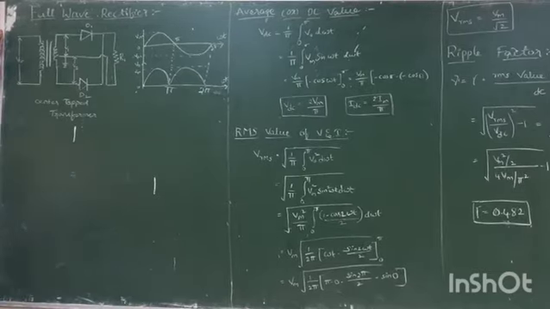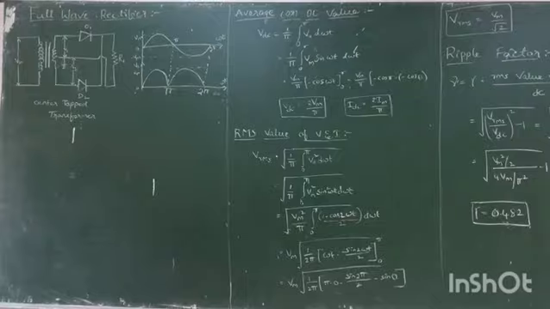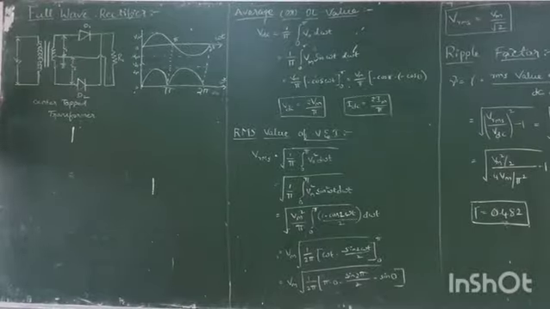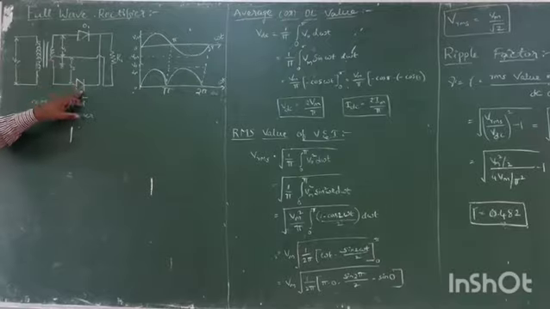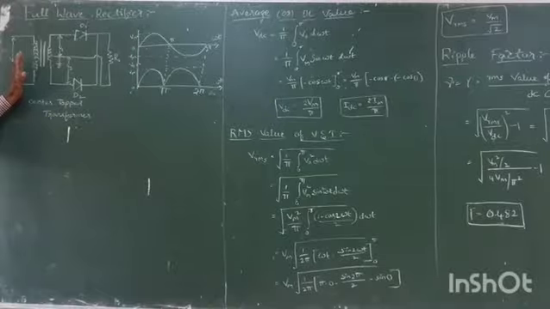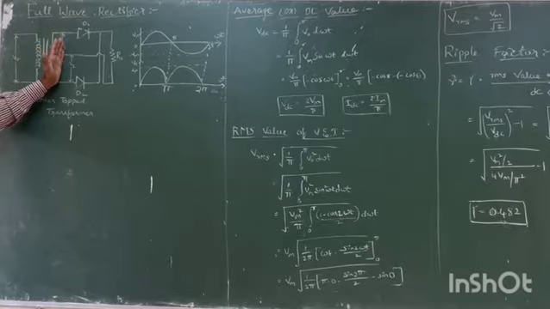As I told you, a rectifier, whether it is a half-wave rectifier or a full wave rectifier, is used for converting the AC signal into a pulsating DC signal. That is the main function. In this full wave rectifier, there are two diodes called D1 and D2. There is a transformer with two windings, a primary winding and a secondary winding.